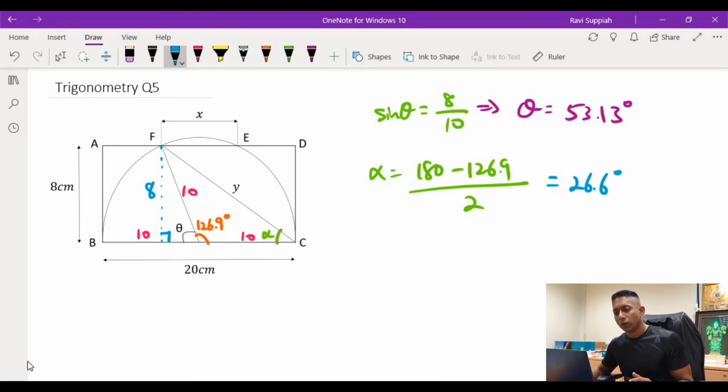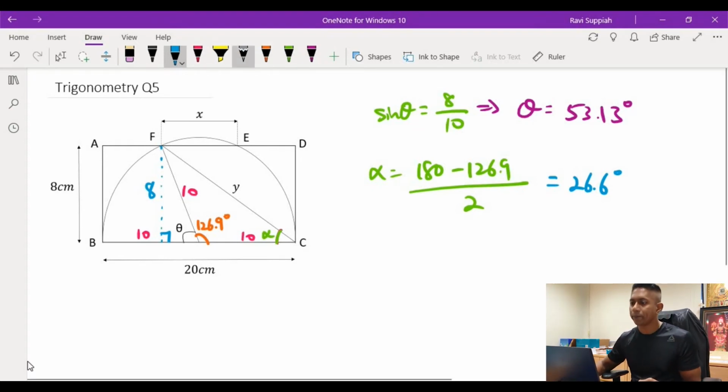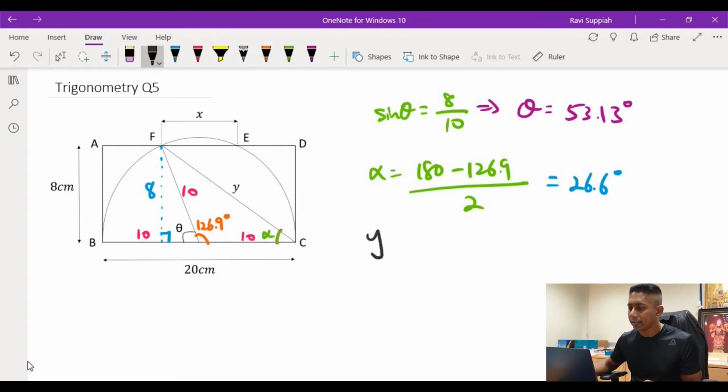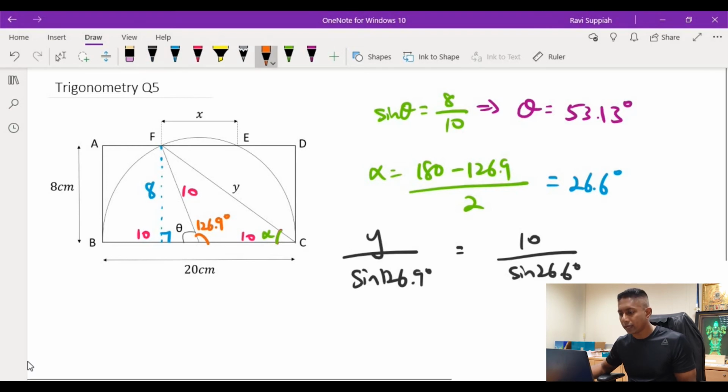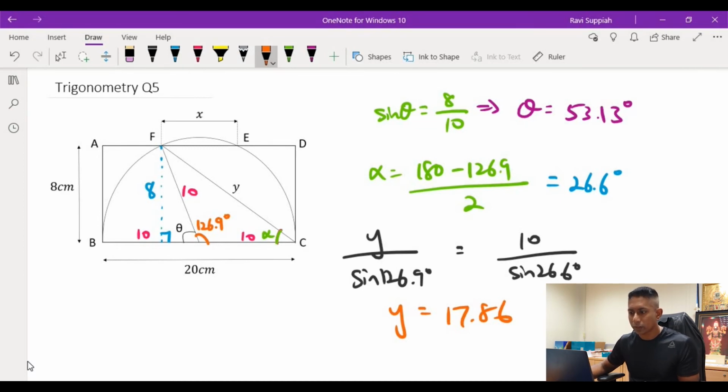Now with this triangle I can apply the sine rule to find y. So I can say that y divided by sine of 126.9 degrees equals 10 over sine 26.6 degrees. And solving for that, I'll get a value of y to be 17.86. So this is 17.86 over here. So we have solved for theta, we have solved for y.